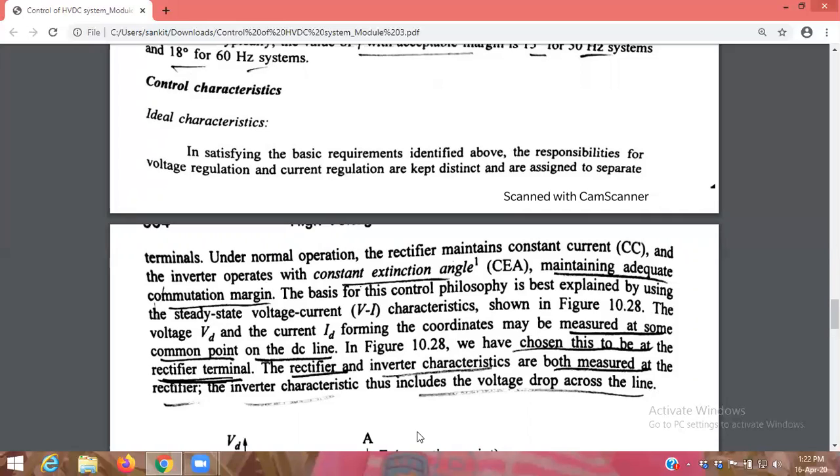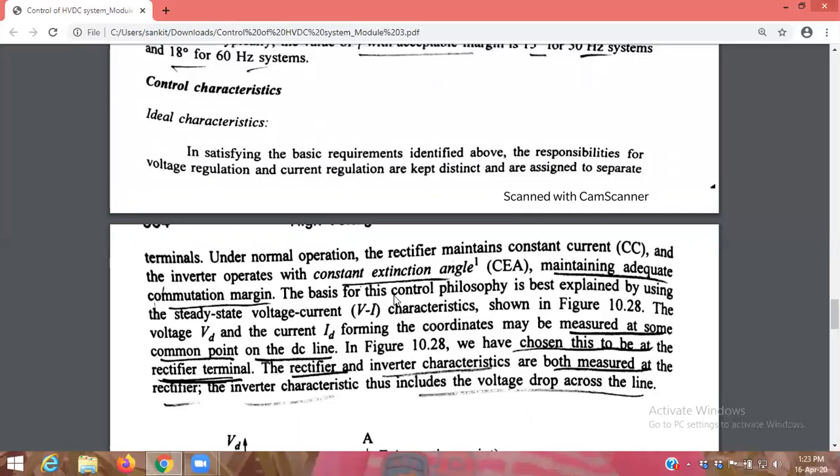So for HVDC control, we have two terminals. One is the rectifier terminal, another is the inverter terminal. Out of these two parameters, voltage regulation and current regulation, when we have two terminals, each terminal will be assigned one of these parameters, that is, each terminal is assigned for voltage regulation or current regulation purposes. Okay.